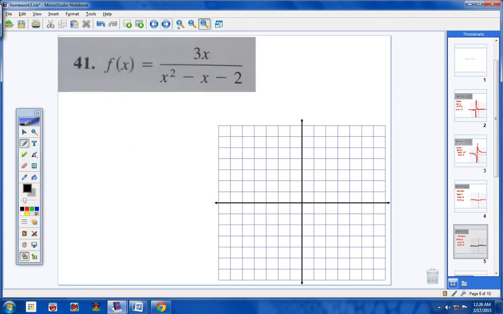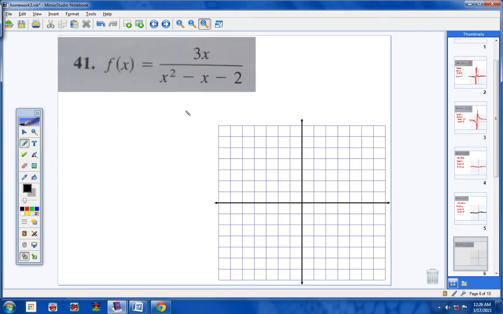Alright, number 41. Alright, so here we go, students. First of all, we have to find our vertical asymptote. So we take our denominator, set it equal to 0, and solve.